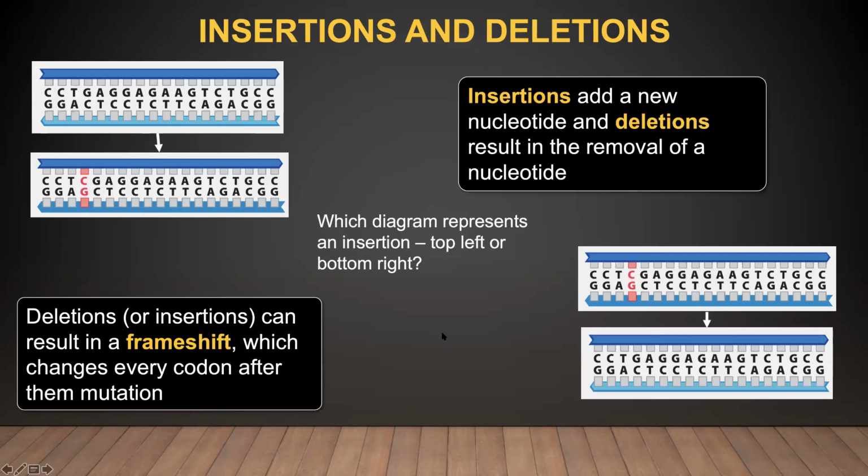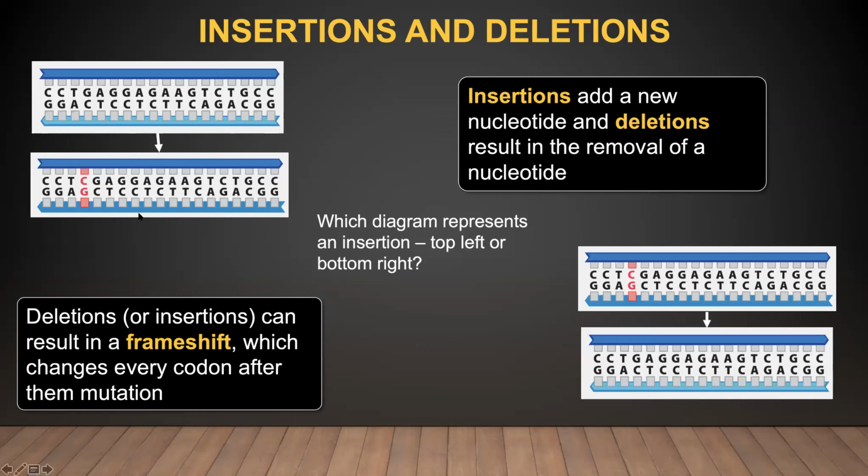All right, here's a couple more examples of insertions and deletions. An insertion adds a new nucleotide to our sequence, where a deletion results in the removal of a nucleotide from our sequence. And when we have these insertions or deletions, what we call this is a frame shift. Down here in the left-hand corner, it's a frame shift, meaning that I've shifted all of the words in that sequence, as I'm reading it in those three-letter codes.